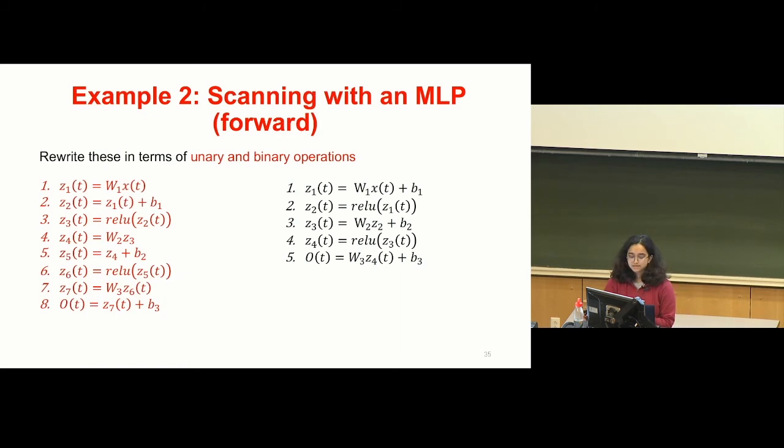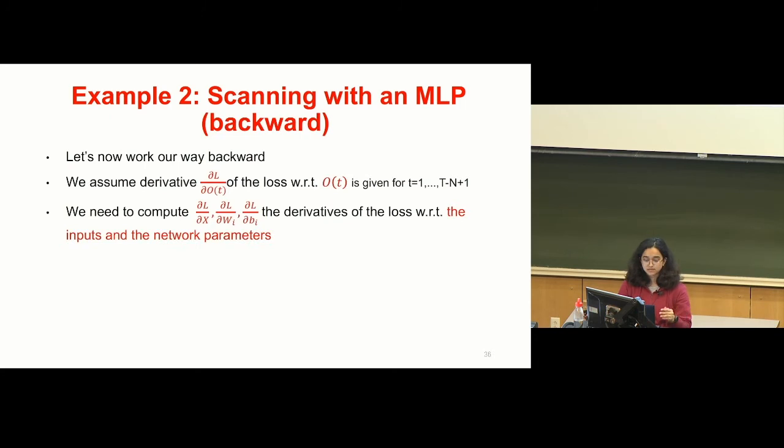As the first step, similar to what Yang showed us earlier, we'll have to simplify all our expressions into unary and binary operations. On the right hand side, we see the original equations, and on the left hand side, we'll see all the unary and binary equations that are going to be used in the process. When we're calculating the derivatives, again, we'll follow the same procedure. We'll start from expression number 8. We'll calculate the derivatives of Z7 and B3, assuming that we know the derivatives of OT, and we'll continue this process until we move back to the first step.